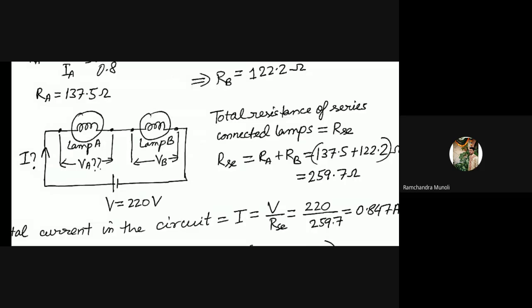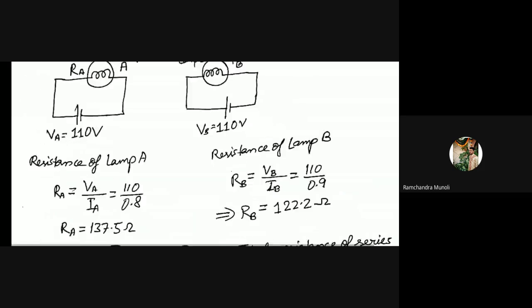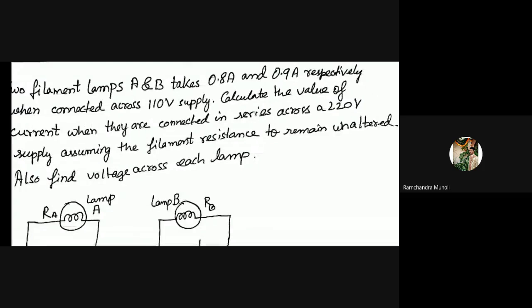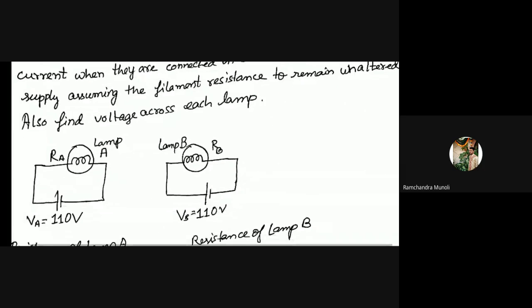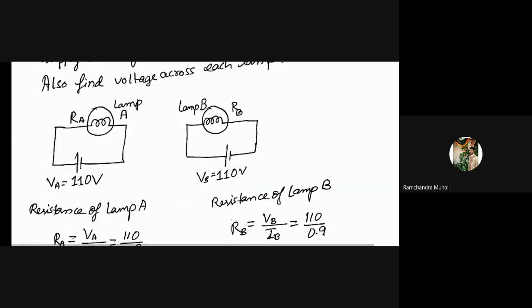This was the value of current. What else have they asked for? They have asked to also find the voltage across each lamp. In this diagram, the total supply voltage is 220 volt, but the voltage drop across each lamp means what voltage each lamp is consuming. Because it is a series circuit, the current is the same, but the voltage is not the same, right? So the voltage drop across lamp A and lamp B has to be found. How will you find that?